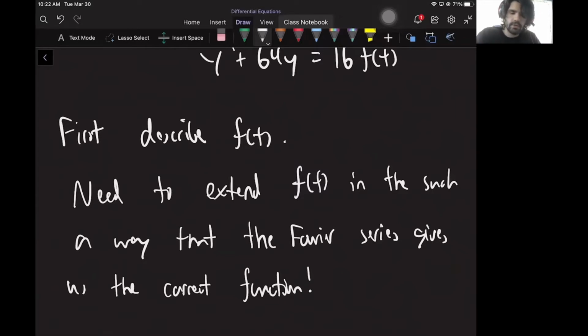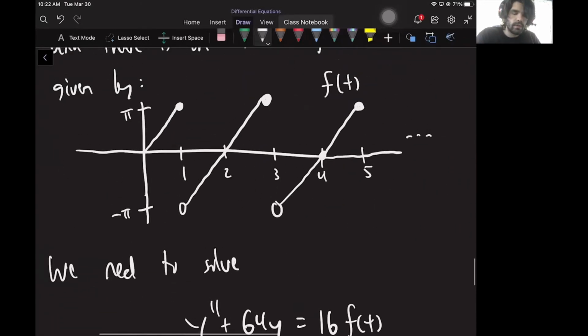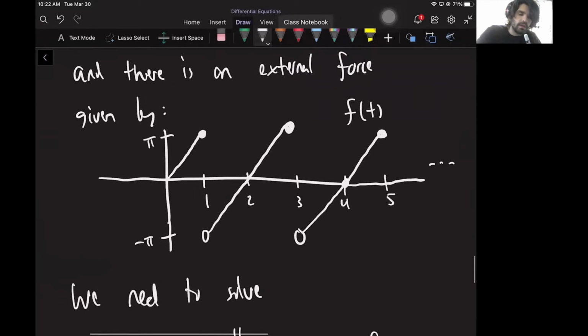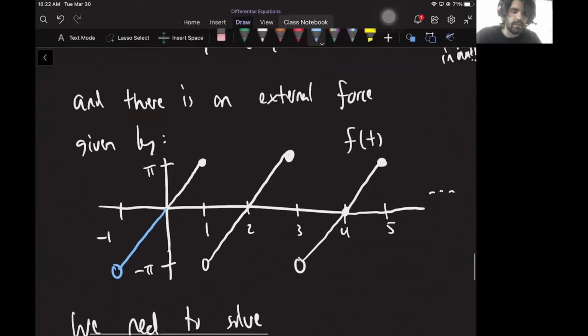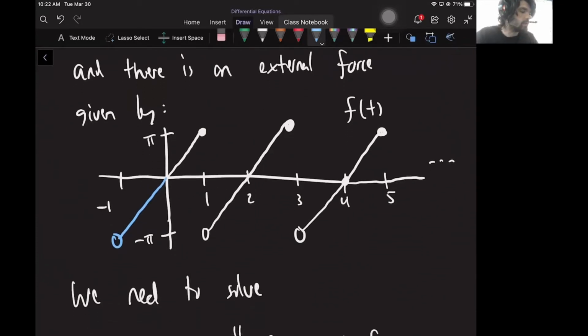So just looking at the picture, we can see how we should extend it. What I want is to define something on this side such that all these pictures look like copies of the first one. So all I have to do is do this extension. That's going to be the function that we're going to take the Fourier series of.